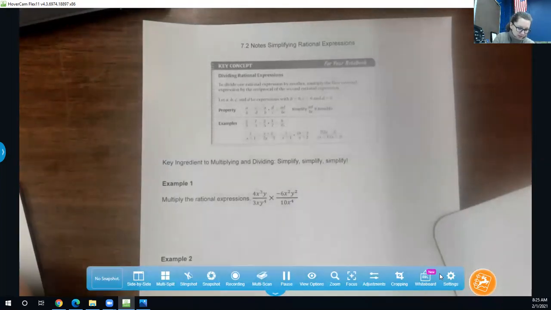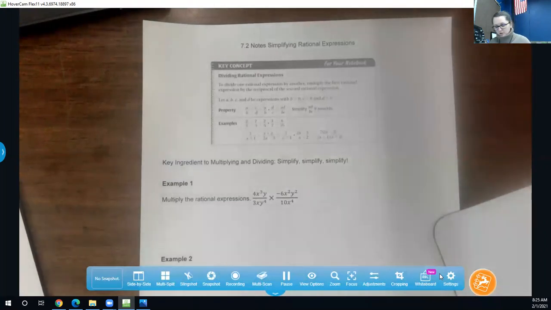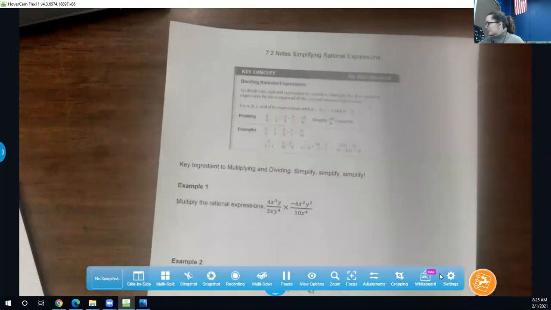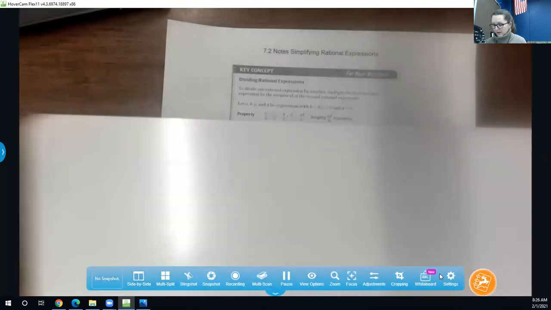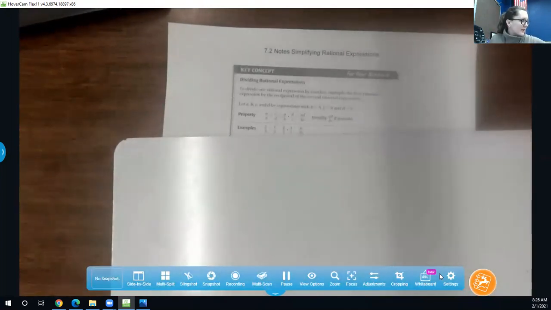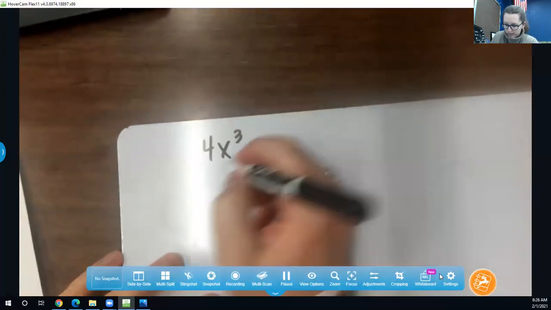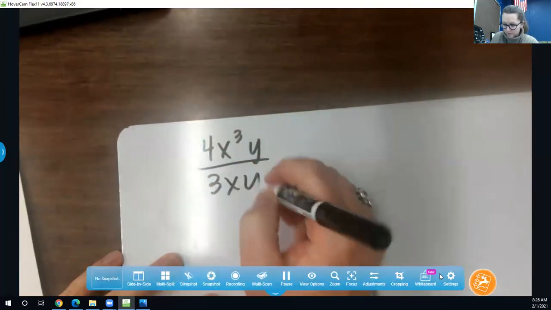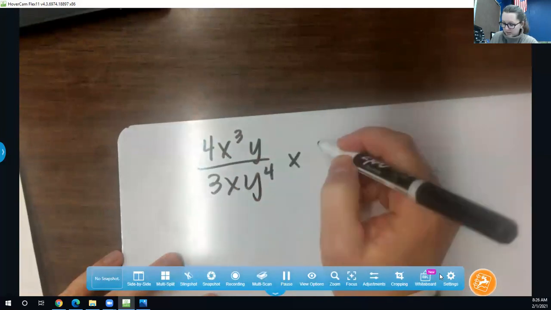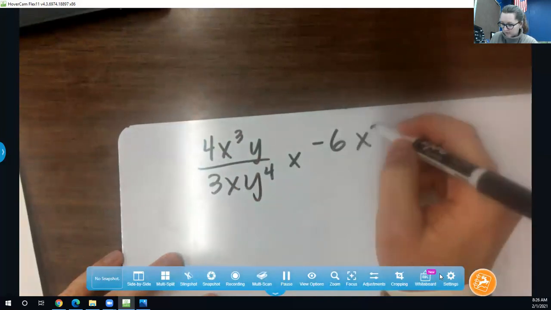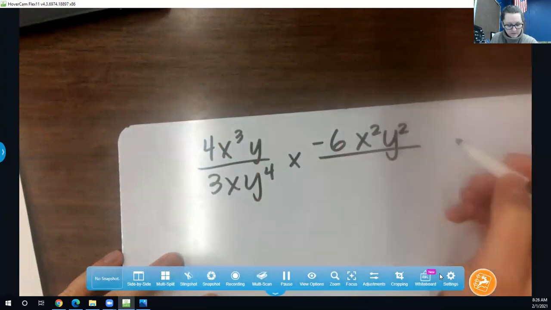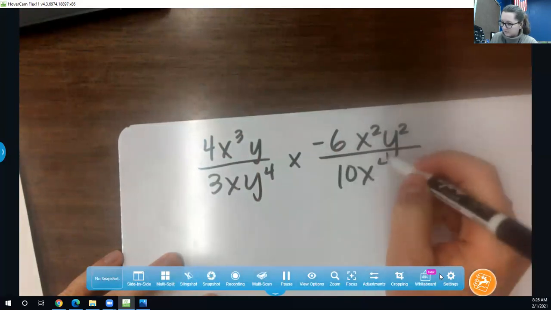So let's look at example 1. And I'm going to show a couple of different ways. We're going to show the long way. And then we're going to show the way that I like to do it, because you know me, I like to save energy wherever we can, all right? So here's our first one, 4x cubed y divided by 3x y to the fourth times negative 6x squared y squared divided by 10x to the fourth.